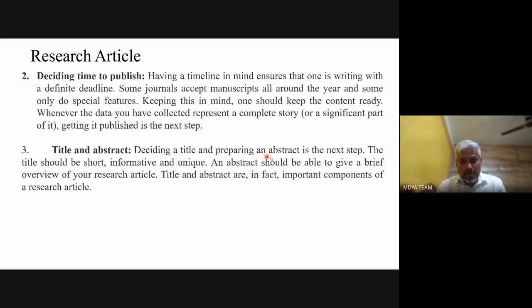Deciding a title and preparing an abstract is the next step. The title should be short, a very short title. It will always be short, informative, and unique. An abstract should be able to give a brief overview of your research article. Title and abstract are in fact important components of your research article. We have already discussed abstract.